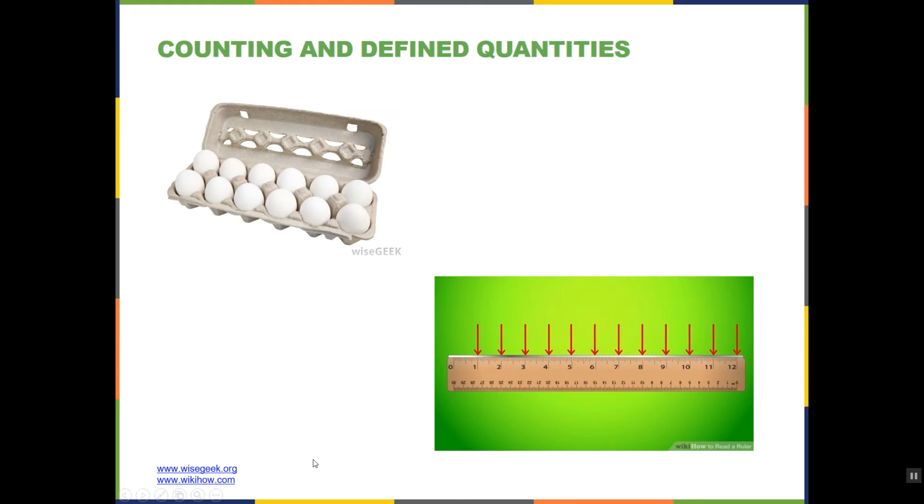All right, so let's go ahead and take a look at counting numbers and defining quantities. If you look here at the carton of eggs, you can see there's 12 eggs there, a dozen eggs, and you can of course easily count those: 1, 2, 3, 4, 5, 6, 7, 8, 9, 10, 11, 12. Now, we would consider counting numbers to be exactly correct, exact numbers, right? There's exactly 12 eggs. There's not 12.1 eggs or 12.5 eggs, there's 12 eggs.